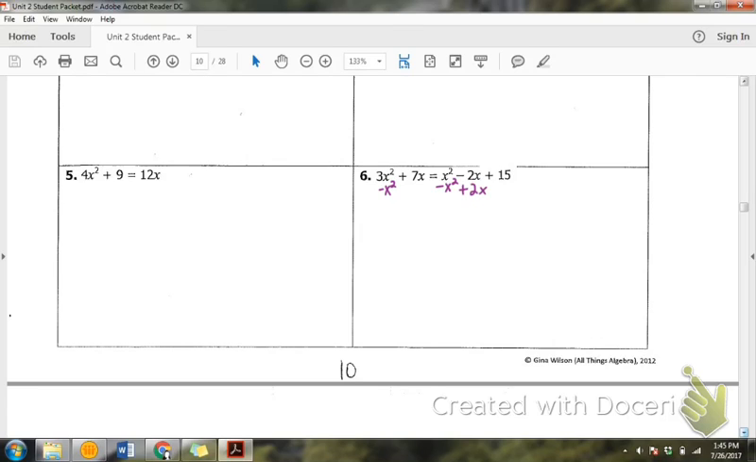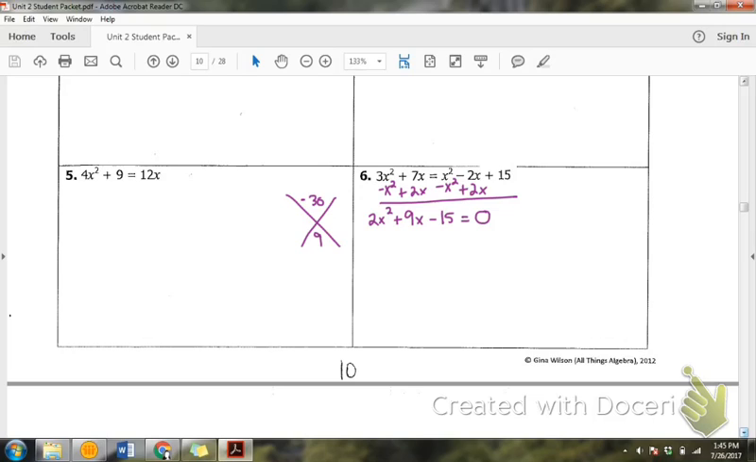We're going to add 2x. You should have 2x squared plus 9x minus 15 equals 0. If we wanted to try to x factor this, what two numbers multiply to get negative 30 and add to get 9? I don't think there are any, right?